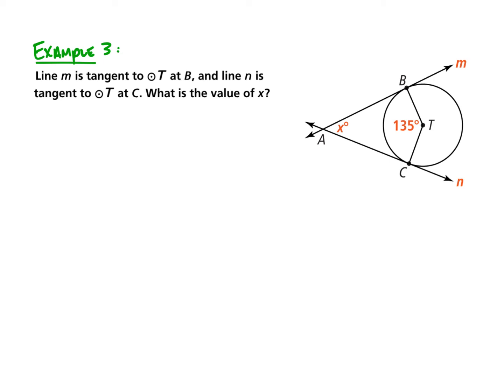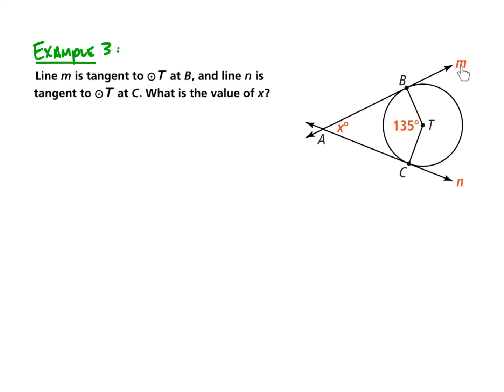Now here we have another example where it says that line M is tangent to our circle at point B, and line N is tangent to our circle at point C. What is the value of x right here, which would be the measure of this angle? Now, initially this seems like, where do we even start on this problem? But then we always have to remember that every problem gives us clues, and we just have to think, why are the clues there, right?